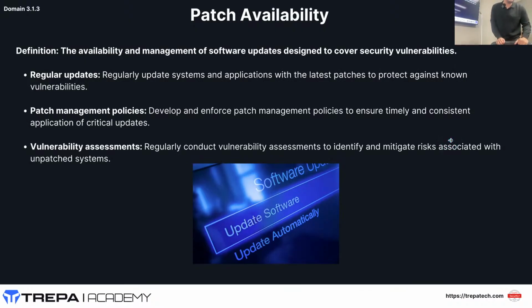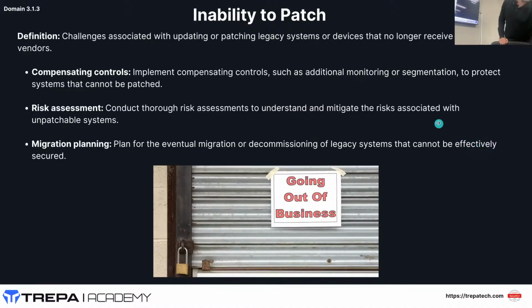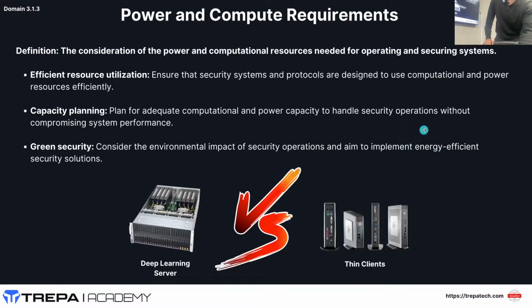Okay, patch availability. So this is just saying, hey, make sure you're patching regularly and make sure it's highly available. Inability to patch. When would we have a system that we can't patch? You guys know what that's called? Legacy. Yeah, old, right? Legacy. That's when we don't have the ability to patch. So we have a couple options. Compensating controls, or eventually you've got to update it, okay? We've talked about that a lot.